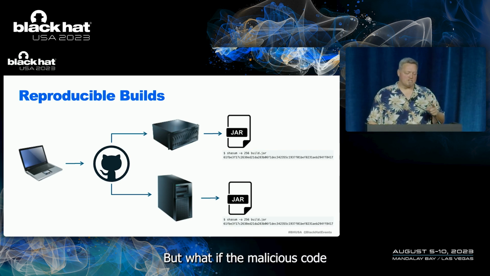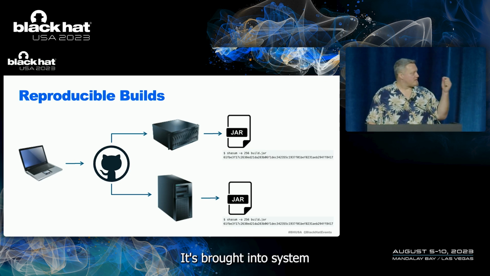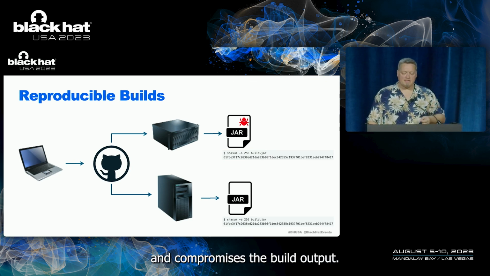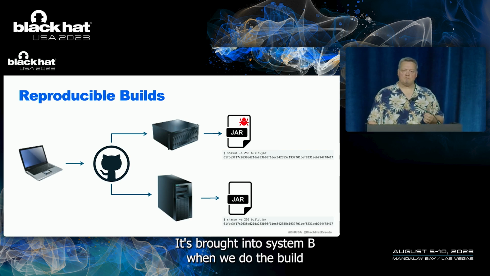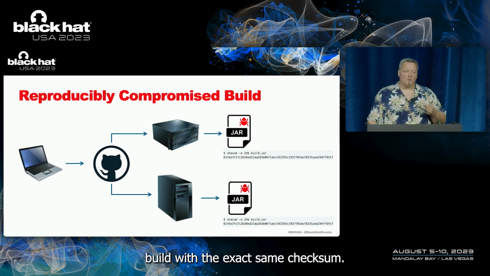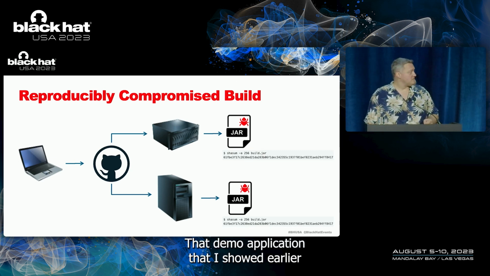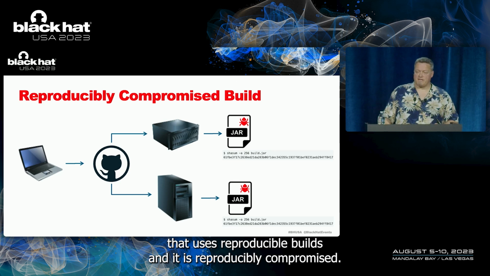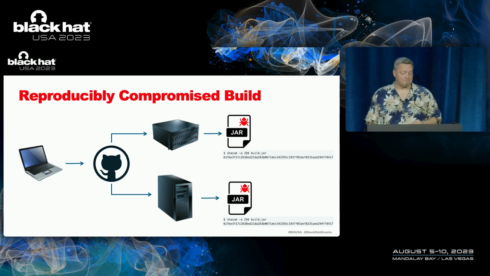And this will prove that there's no malware on system A that could have compromised that build output. But what if the malicious code was a build plugin? It's brought into system A and compromises the build output. It's brought into system B when we do the build, and it compromises the build output, resulting in a reproducibly compromised build with the exact same checksum. That demo application that I showed earlier uses reproducible builds, and it is reproducibly compromised.